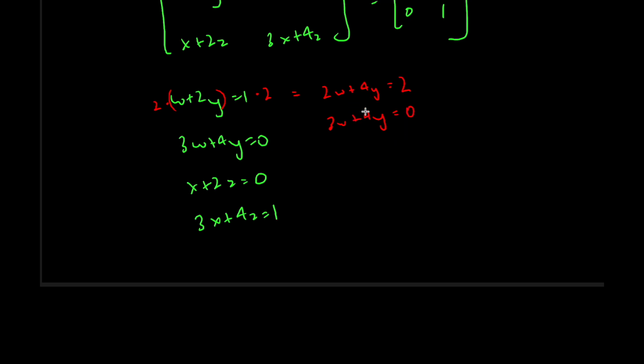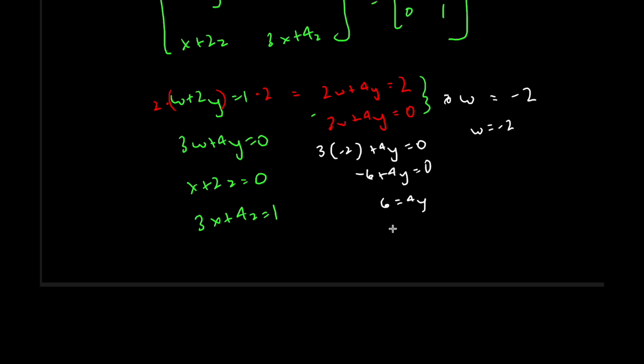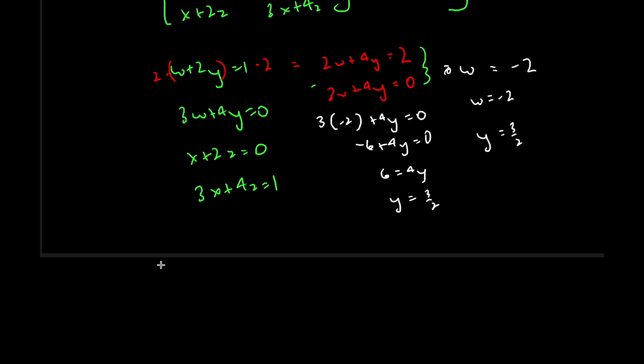So using elimination, we could just subtract these two, and we will get the first equation from the second equation. So 3w minus 2w just gives us w, and 4y minus 4y gives us 0y, is equal to 0 minus 2, which is negative 2. So we end up with w is equal to negative 2. Now that we know w is negative 2, we can substitute that into this equation. So we have 3 times negative 2 plus 4y is equal to 0. Negative 6 plus 4y is equal to 0. 6 is equal to 4y, meaning y is equal to 3 halves.